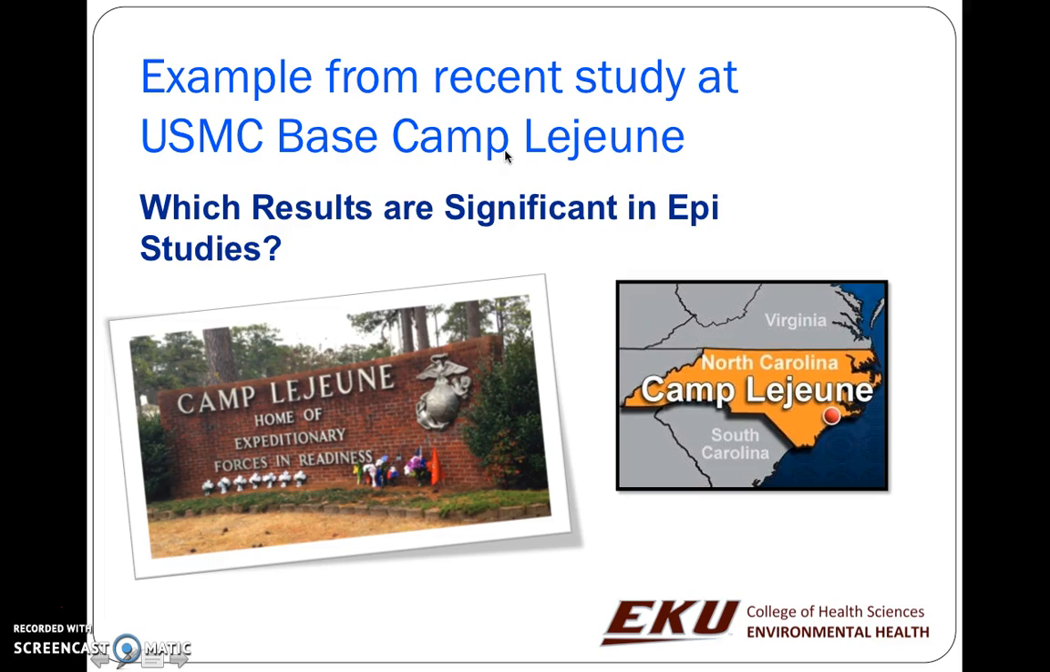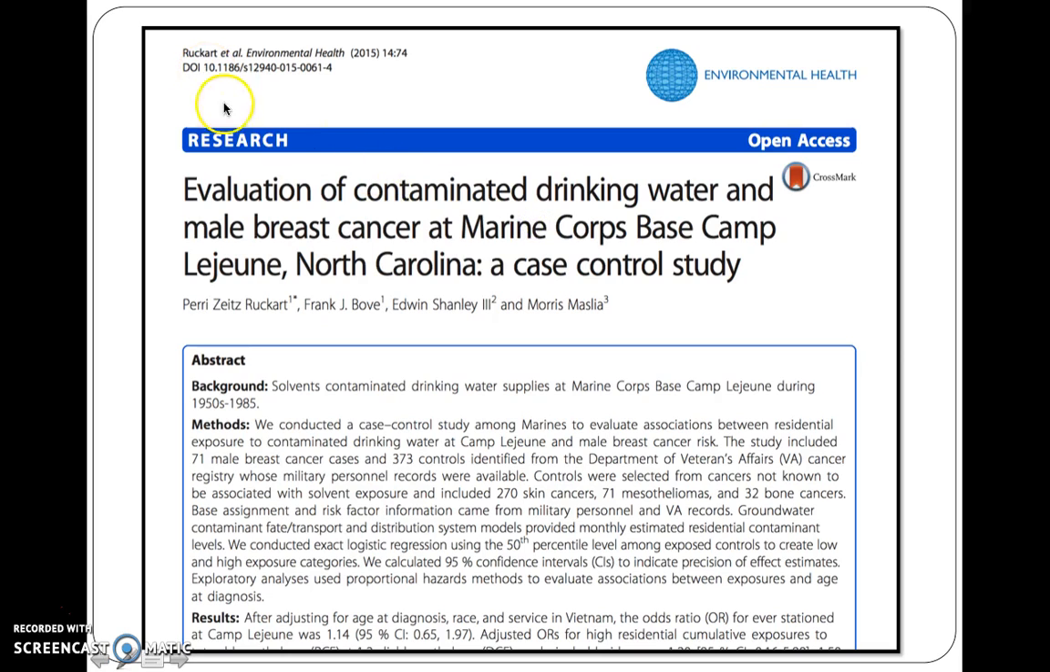So for this example, we're going to use a study from Marine Corps Base Camp Lejeune, where we're going to assess which results are significant in their epidemiological study. Now, Camp Lejeune has been under a lot of scrutiny as it relates to their drinking water and organic solvents in the water. There have been a lot of studies, including this one from Environmental Health, which is a journal that did a study, or the authors did a study in that journal that focuses on male breast cancer in this population of folks stationed at Camp Lejeune.